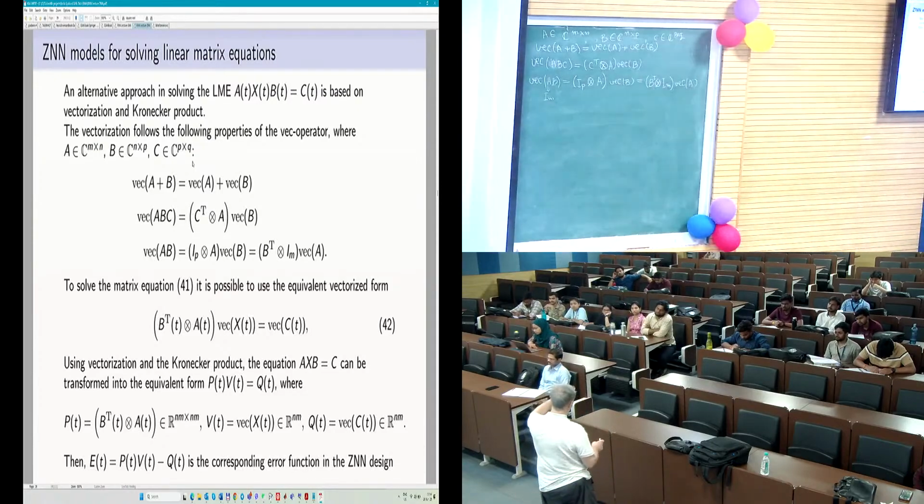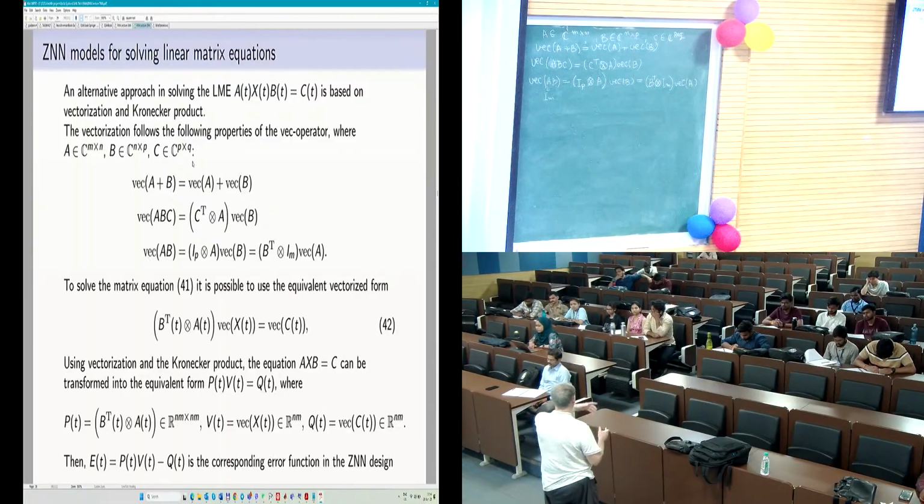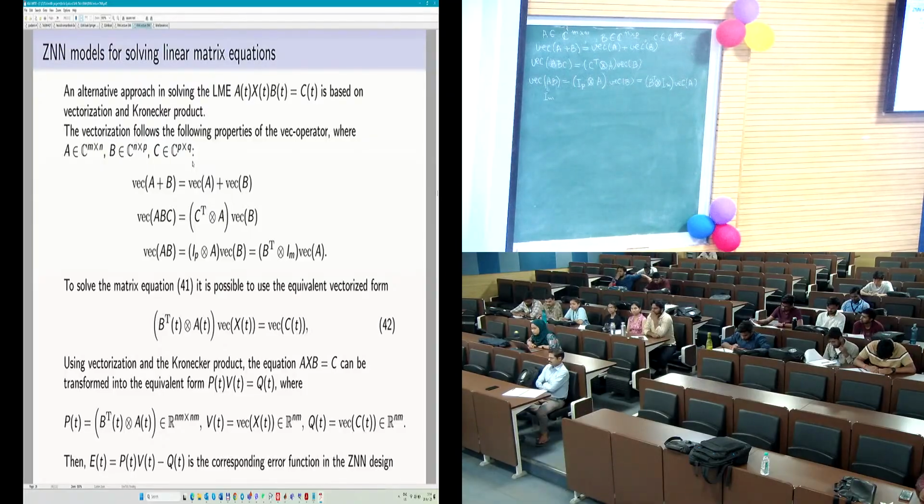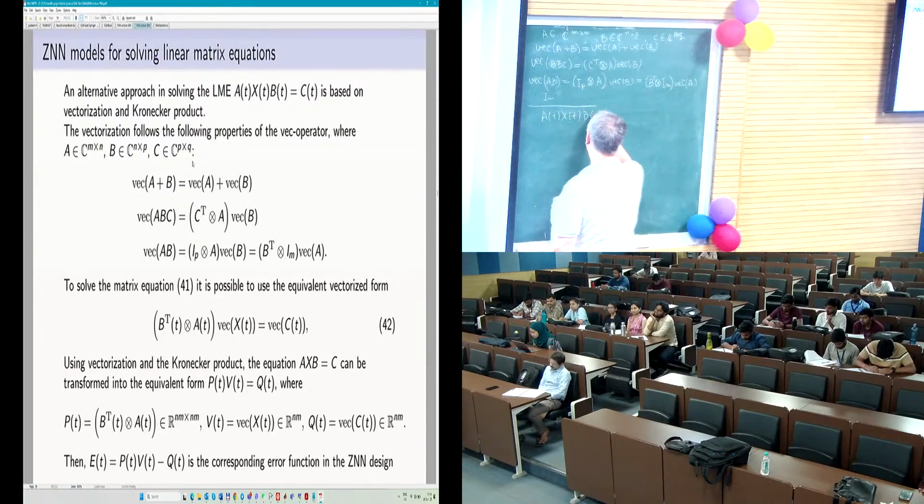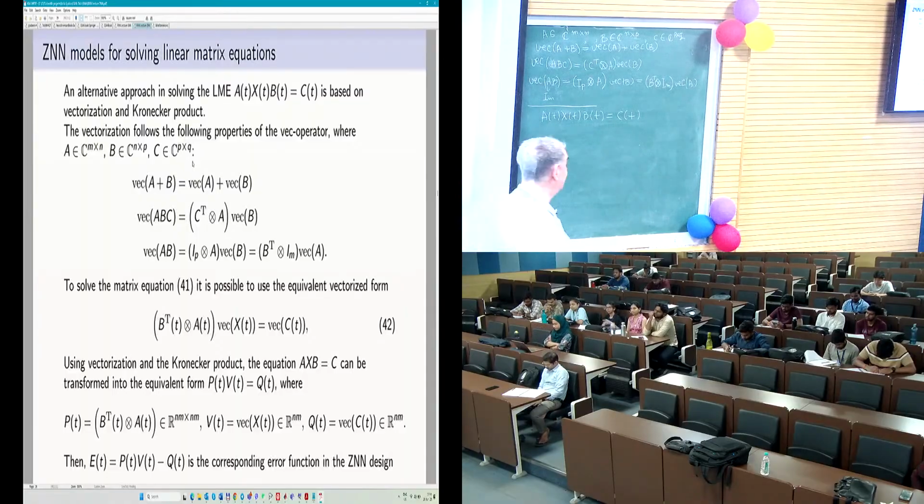We will consider one block error matrix: error 1, error 2, error m, for example. And then we will see some of these models tomorrow, the last day. It is our A of t, X of t, B of t equals C of t. That is the left side, vectorization of the left-hand side, vectorization of the right-hand side.